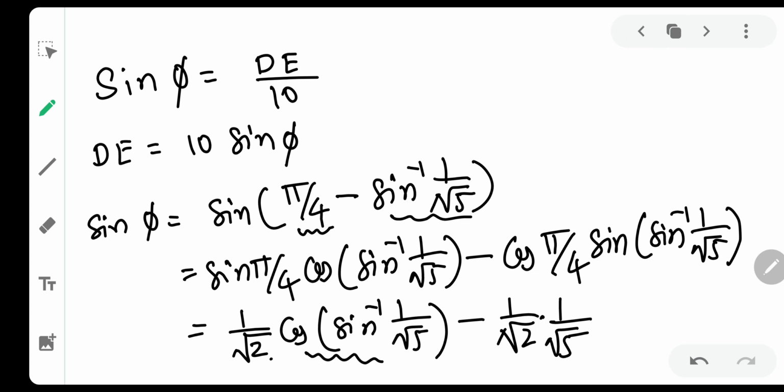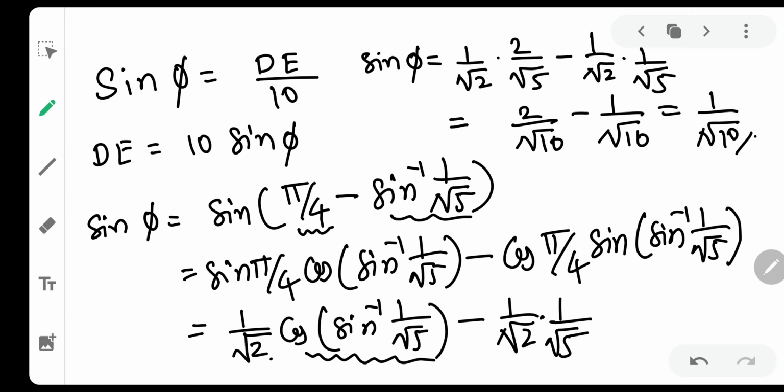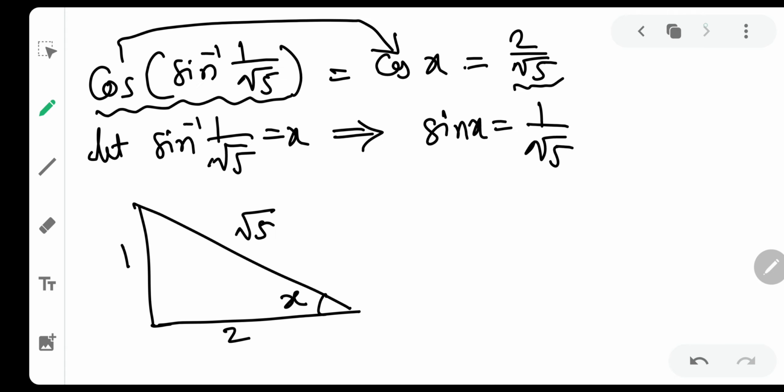So instead of cos of sine inverse of 1 by root 5, we just write down 2 upon root 5. Let me write that down on the same page so that you are able to understand it in a better way. 1 upon root 2 times 2 upon root 5, minus 1 upon root 2 times 1 upon root 5. Very well. So this will be 2 upon root 10 minus 1 upon root 10. 2 minus 1 will be 1 upon root 10. Nice. So DE is 10 sin phi. So DE will be 10 into 1 by root 10.